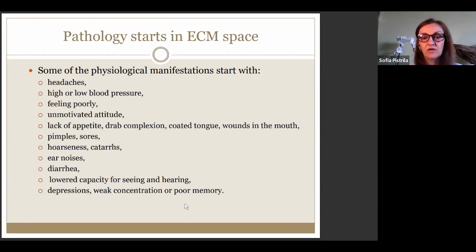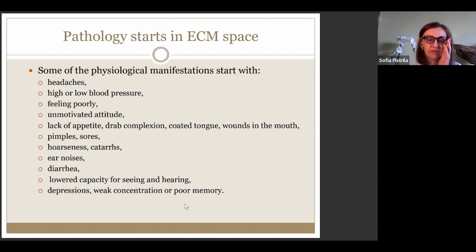Some physiological manifestations of the extracellular matrix getting too clogged up, let's say: headaches, high or low blood pressure, feeling poorly, unmotivated attitude, lack of appetite, dry complexion, coated tongue, wounds in the mouth, pimples, sores, acne, hoarseness, catarrh, ear noises, the tinnitus that people sometimes complain about, diarrhea, constipation could be there too, lower capacity for seeing and hearing, depression, trouble with concentration and memory.